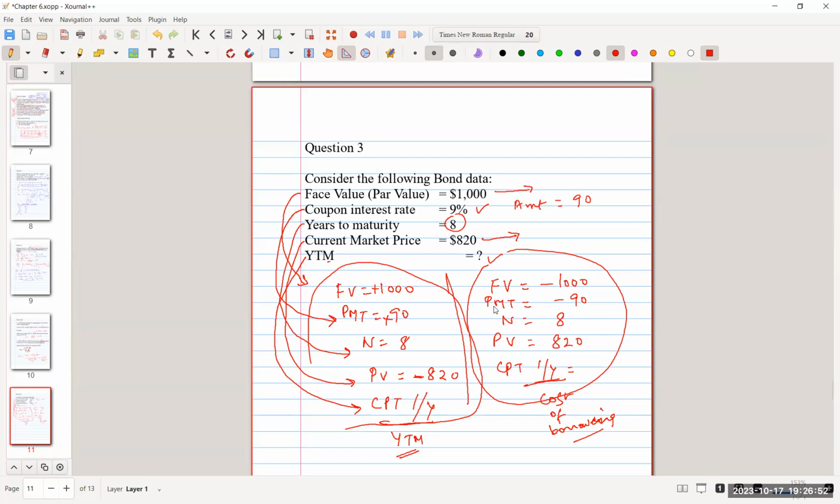Check, please. And announce the answer on the chat box or through the mic. $12.71. Okay, Samantha. Anyone else confirming this, please?